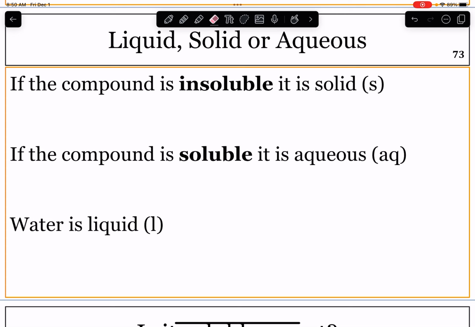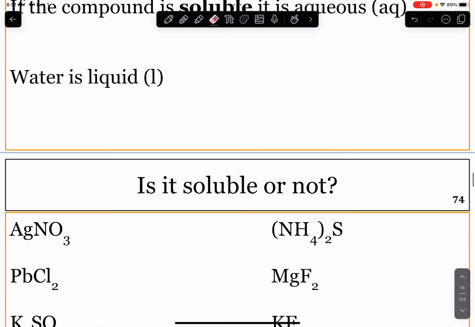Whenever you have H2O in the chemical reaction, it is either solid, liquid, or gas. It is not aqueous, because aqueous means dissolved in water, and H2O cannot be dissolved in H2O. That would not make sense.